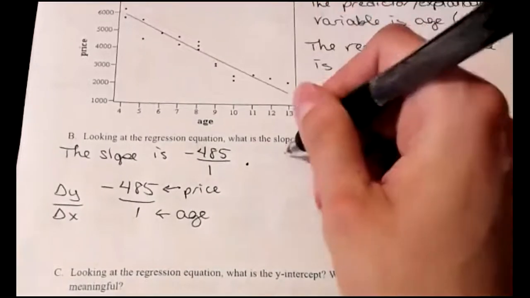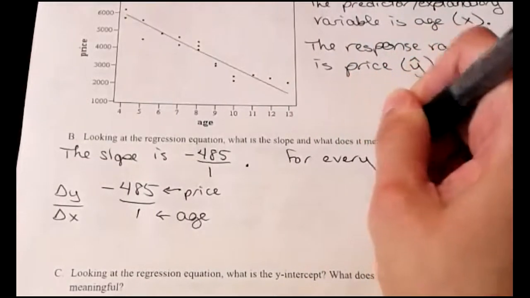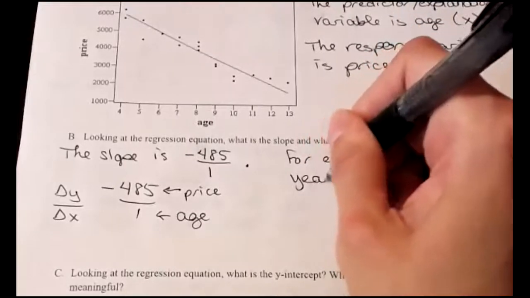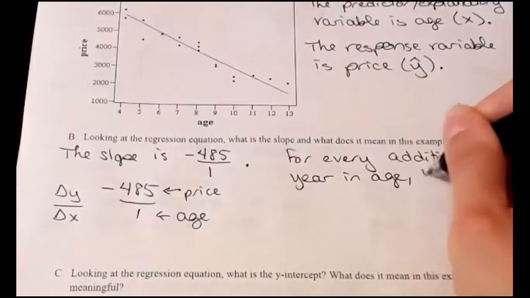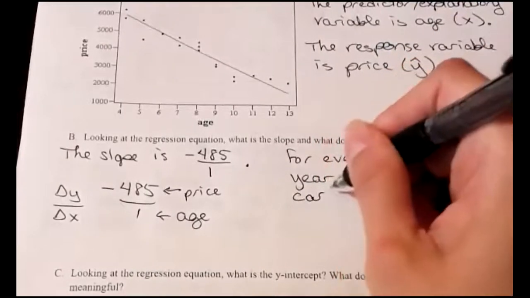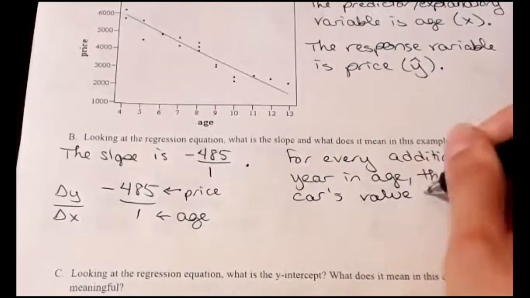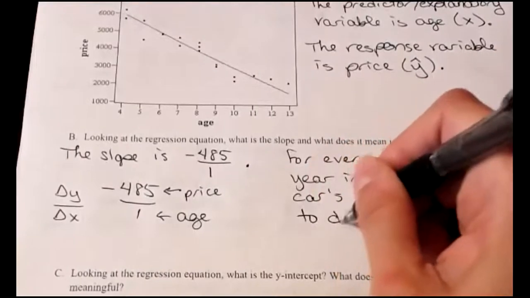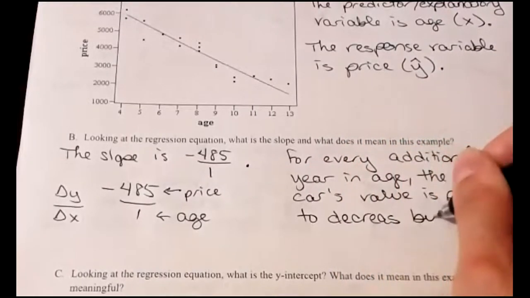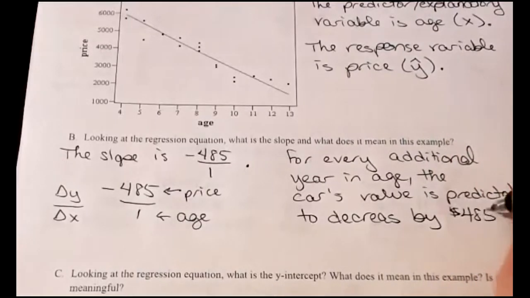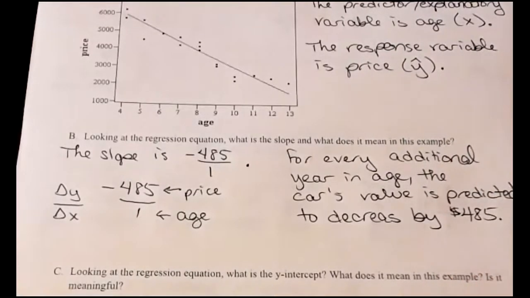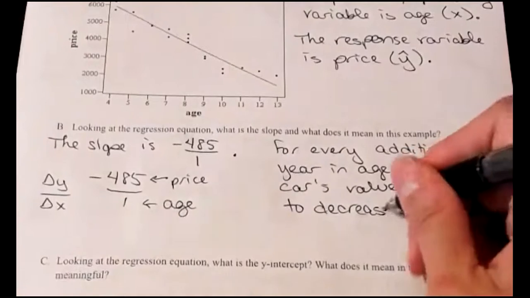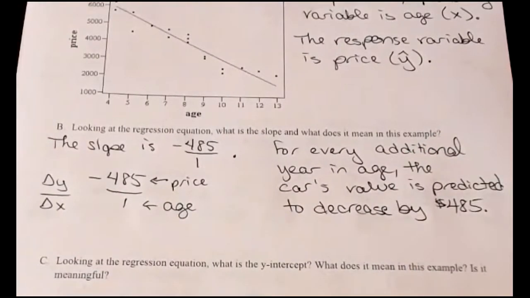So let's write that down. For every additional year in age, the car's value is predicted to decrease by $485. For every additional year in age, the car's value is predicted to decrease. It needed an E. To decrease by $485.